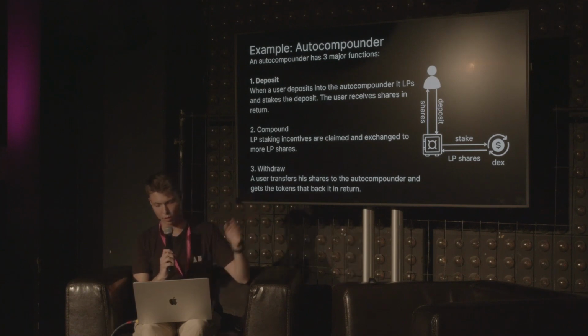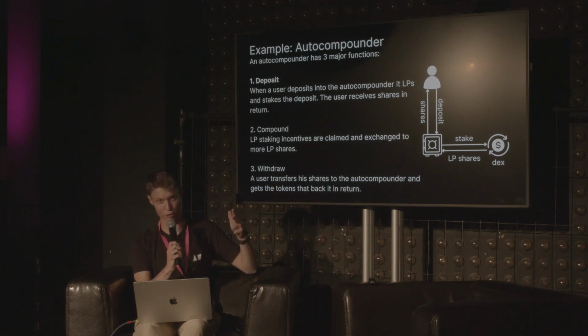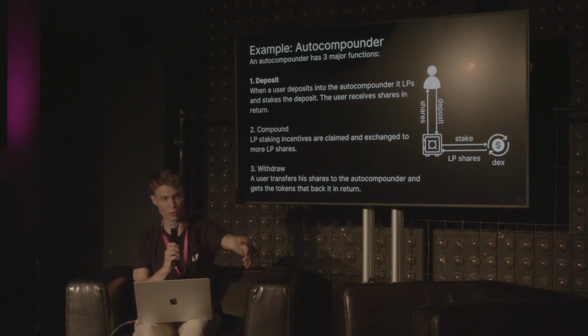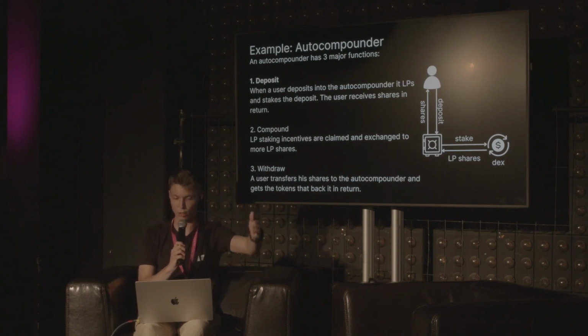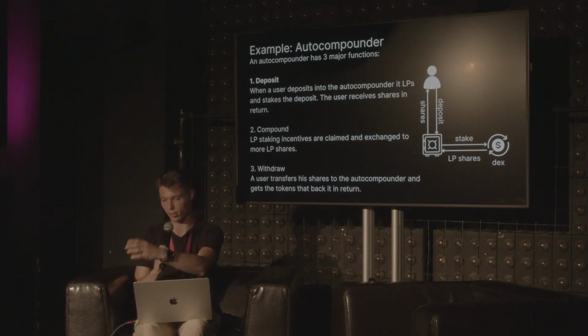First, I'm going to walk you through what it's supposed to do. So it has three major functions. The first is to deposit, so a user can send tokens to the auto-compiler. The auto-compiler will then put those tokens in an LP pool, and then use those LP tokens to stake for the specific DEX and start earning rewards, right? Yield farming.